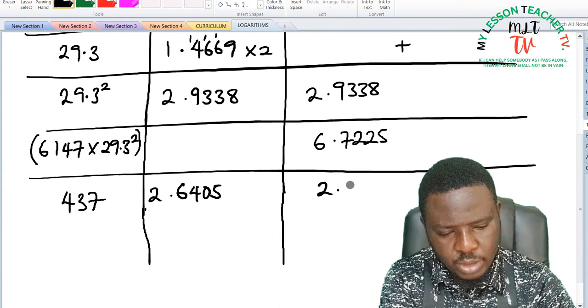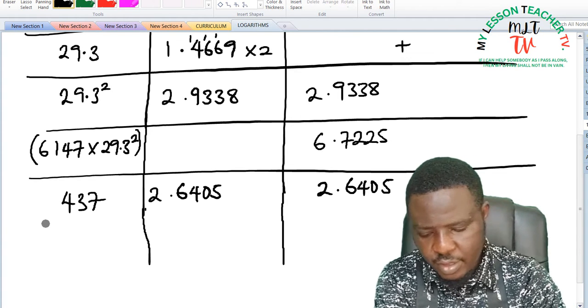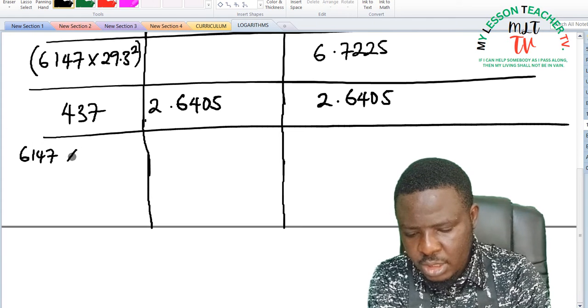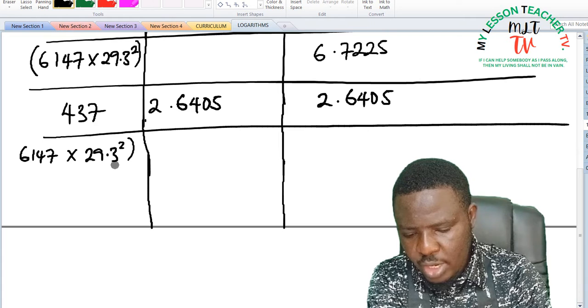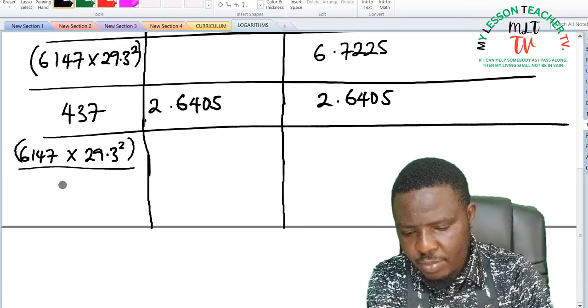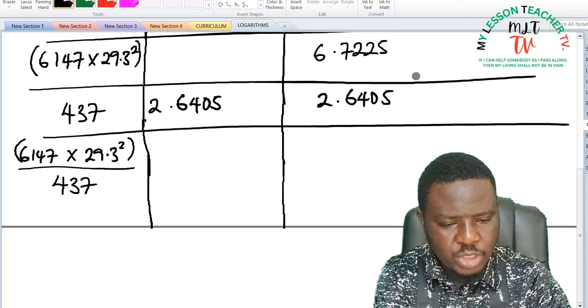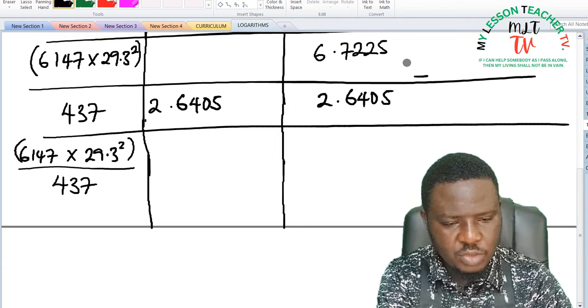So this is 2.6405. So this is said to be 6147 in numbers times 29.3 squared, all divided by 437, which is going to be the difference of these two.